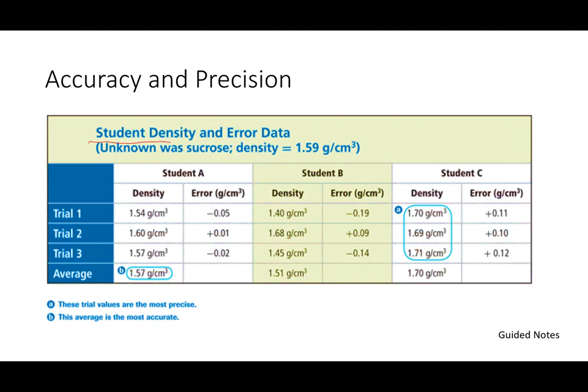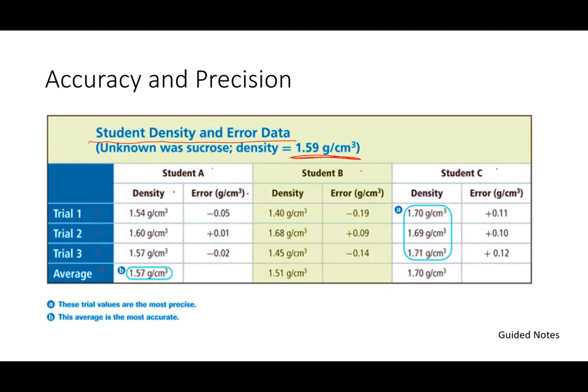Student density and error data is what we're looking at. The unknown was sucrose, and its density is given to us right there. Okay, we have student A, B, and C, and they each did 3 trials with an average included right there. They measured the density and their error each time. So the question is, which of these was the most precise? Which of these 3 trials? And which average was the most accurate?